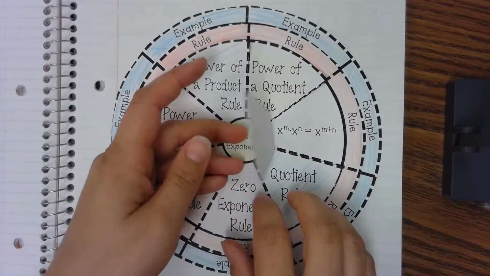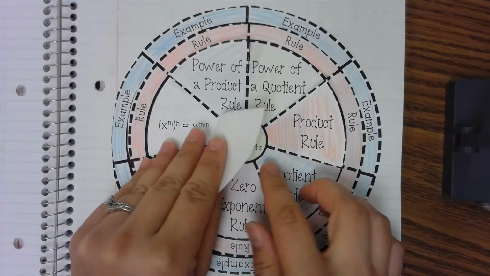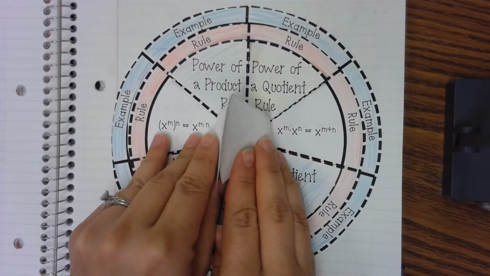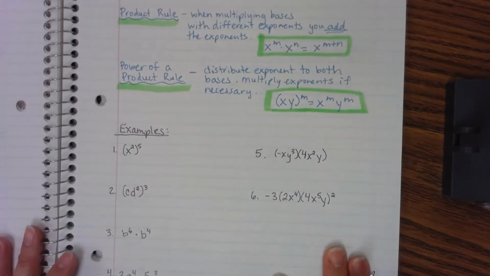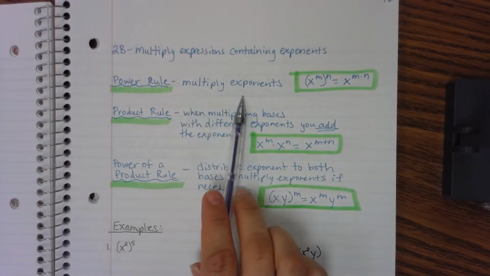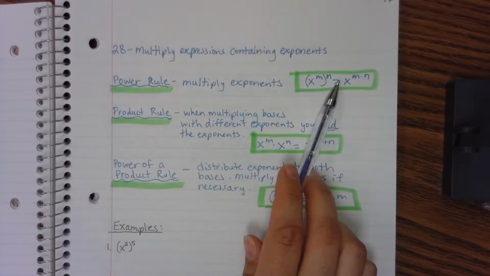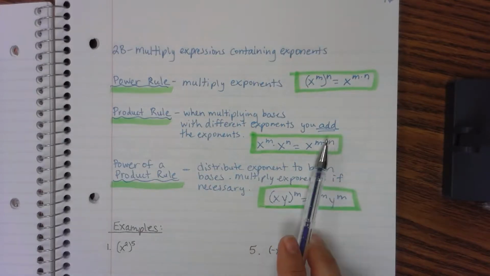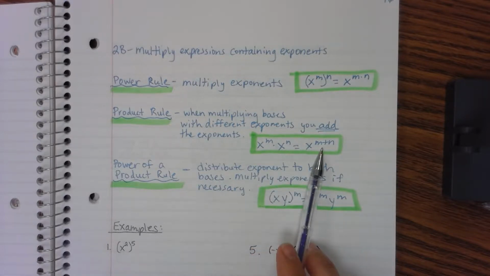The difference between the product rule and the power rule is that the power rule would have a single base and the product rule would have two bases, where the exponents get added versus being multiplied. Let's take a look at a few examples. So I just explained our vocabulary. Again, the power rule states that you have one base and you have an exponent that's being raised to the power of another exponent, and so you multiply those exponents together. Whereas the product rule states that you are multiplying bases with different exponents, so you add them together.